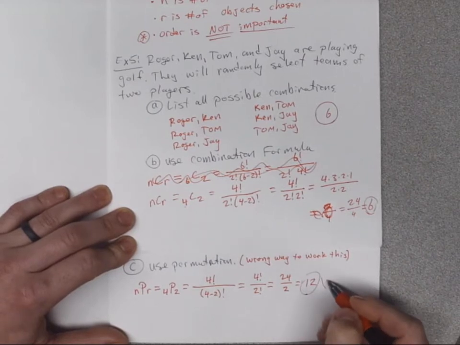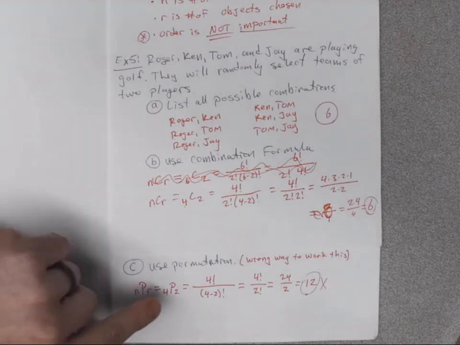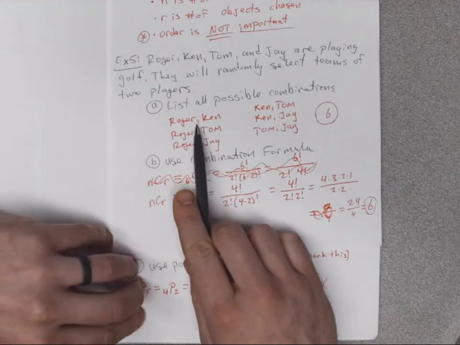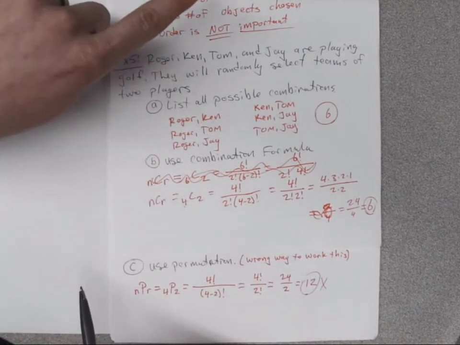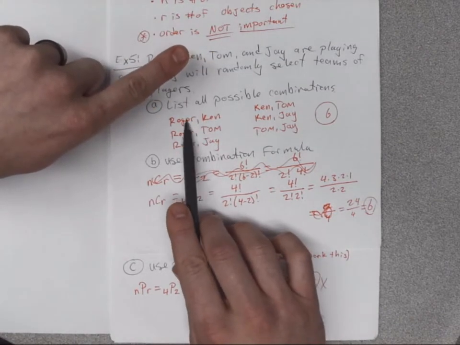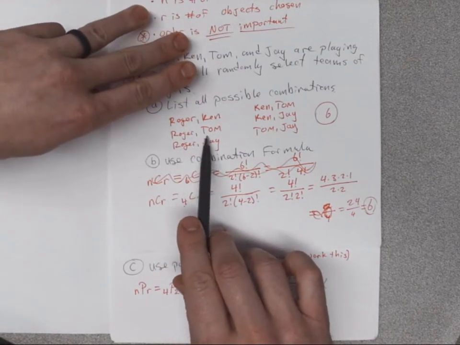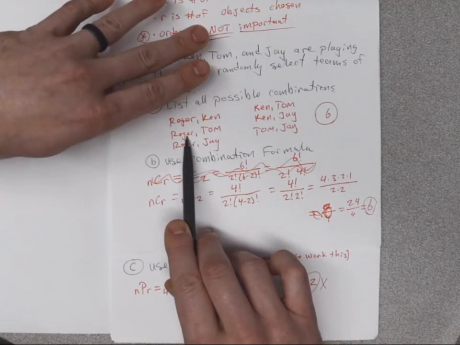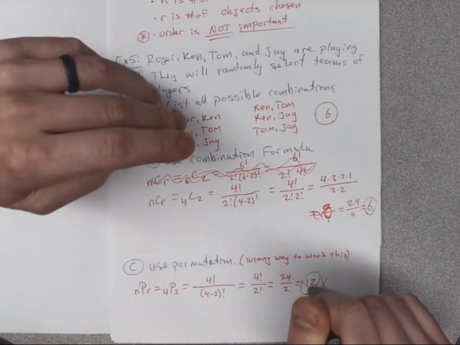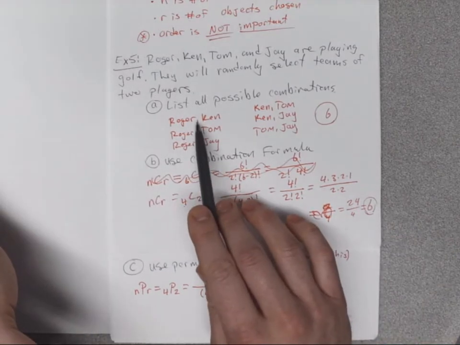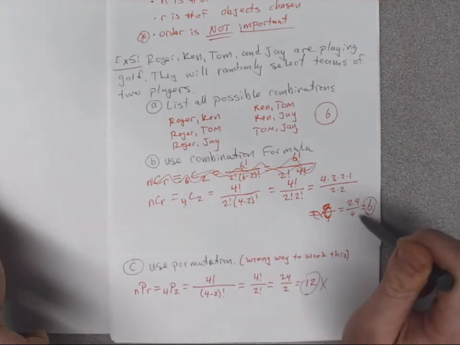So what is this telling me here? What this is doing is the permutation takes into account the reverse order of each of these. So here, when I'm dealing with the permutation, it sees Roger and Ken as one possible combination, and it sees the reverse, Ken and Roger, as another possible combination. And then here it sees Roger and Tom as another combination, but then it also sees Tom and Roger as another combination. So it does that for every single one of these, so that's why it's 12. But to us, and what we care about, we don't care what order it's in. We don't care if Roger was picked and then Ken was picked, or Ken was picked and then Roger. So that's why we use combinations in this case.